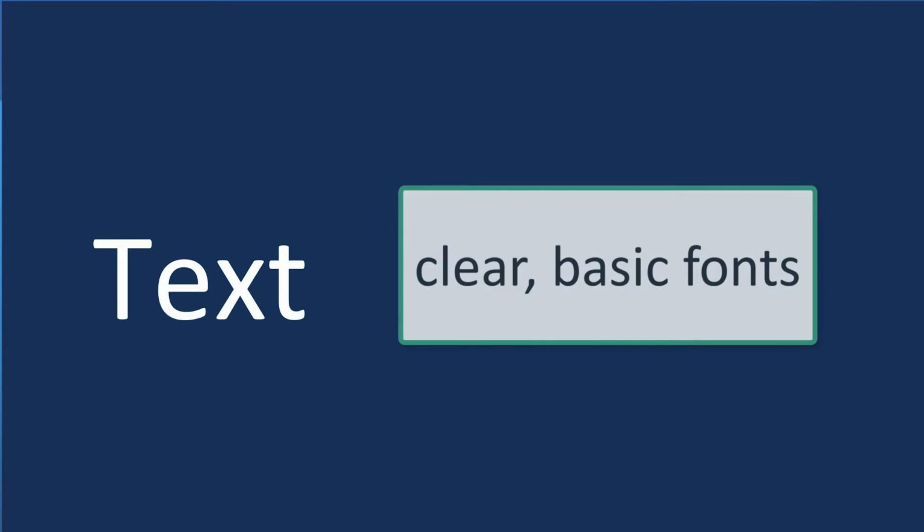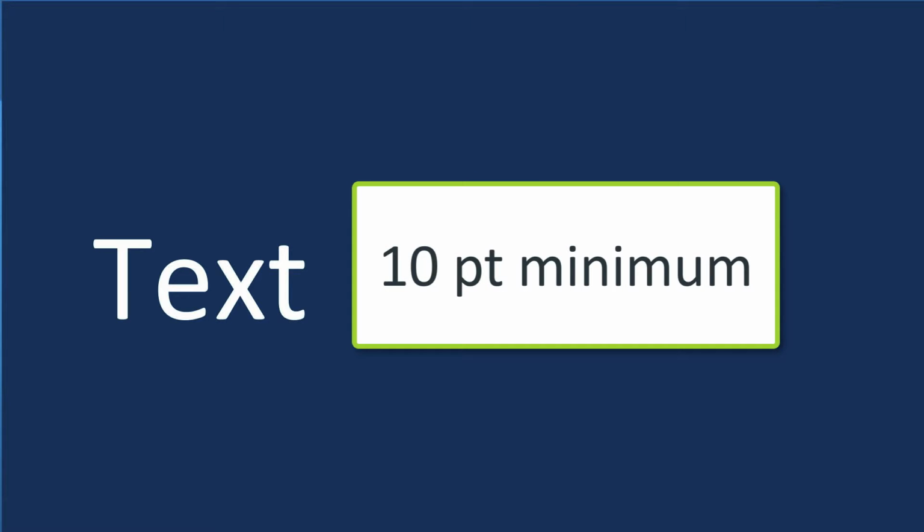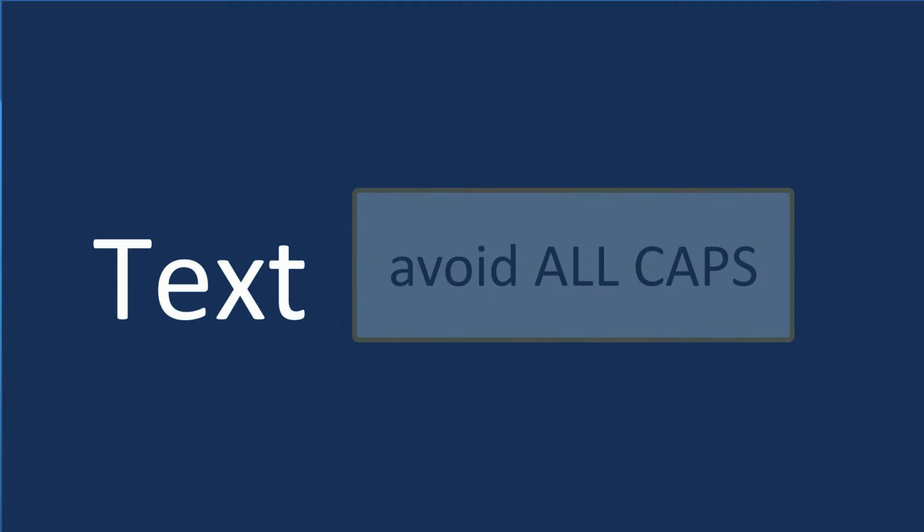To make text more accessible, it's best to stick to clear, basic fonts and not use more than 2 at a time. Use a font size of 12 to 14 for paragraph text. For citations and other notes, you'll want to use no smaller than 10-point text. You want text to be large enough to read on a phone screen and still readable if magnified at 200%.